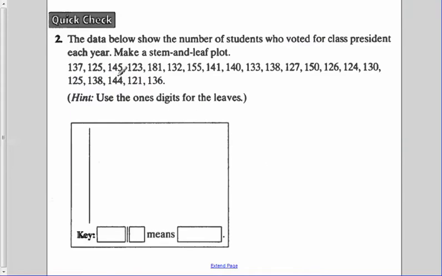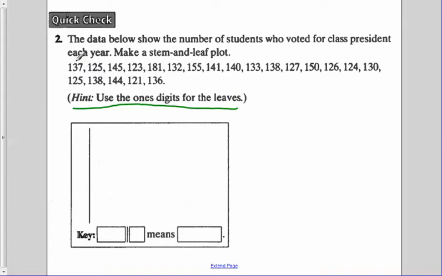Now we need to construct another one. However, this one does not even have boxes, so we need to be careful that we order our data correctly. It does give us some information. The data shows the number of students who voted for class president each year. Make a stem and leaf plot. Well, let's write these in numeric order. And I'm going to use the ones digit for my leaves.